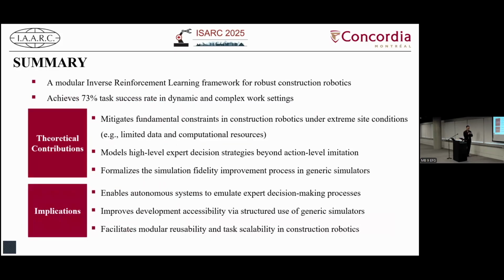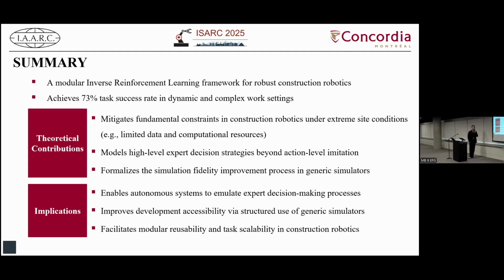So I'd like to finish my presentation with this slide. We proposed a modular inverse reinforcement learning approach for extreme work settings, and it achieved a 73% task success rate, outperforming the baseline model.